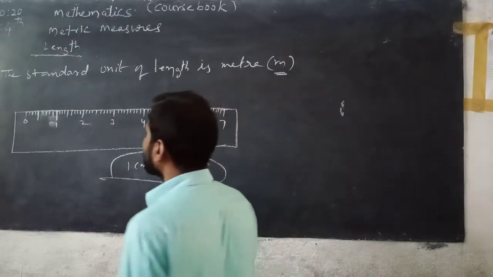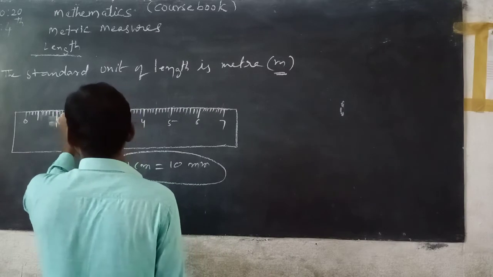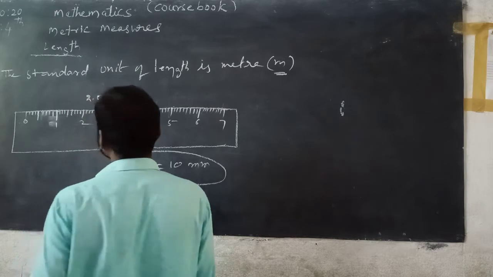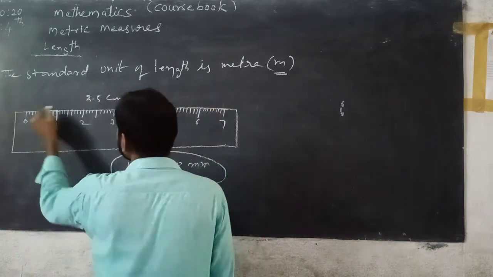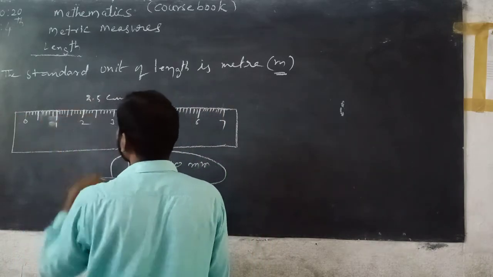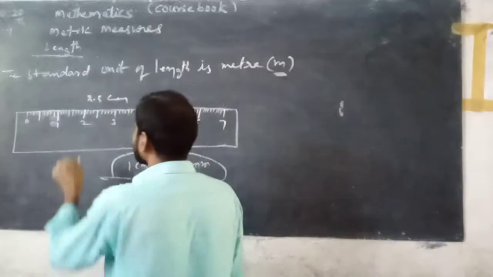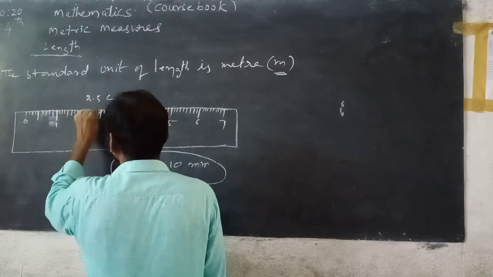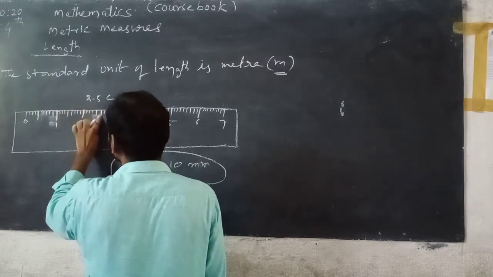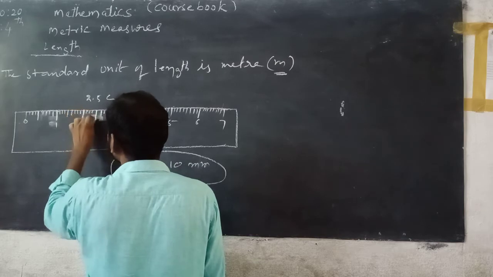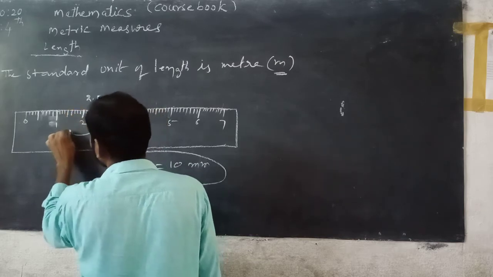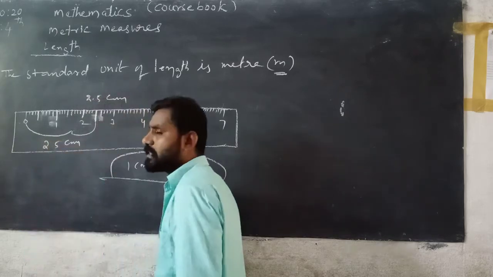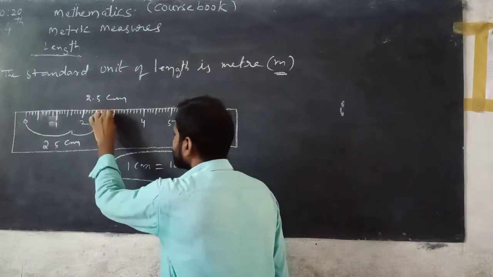For example, I can write 2.5 centimeter. 2.5 centimeter means 0 to 2 centimeter, and after 2 centimeter we count how many divisions? 5 divisions. 1, 2, 3, 4, 5. Did you understand? So this is 2.5 centimeter.